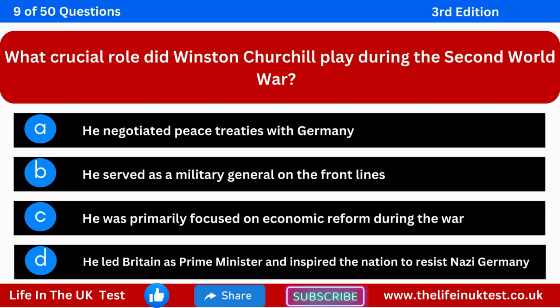this right. What crucial role did Winston Churchill play during the Second World War? Option A, he negotiated peace treaties with Germany. Option B, he served as a military general on the front lines. Option C, he was primarily focused on economic reform during the war. Option D, he led Britain as Prime Minister and inspired the nation to resist Nazi Germany.